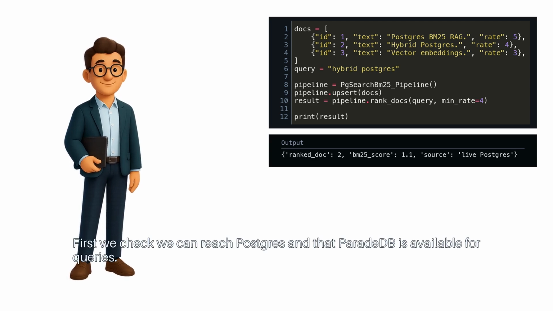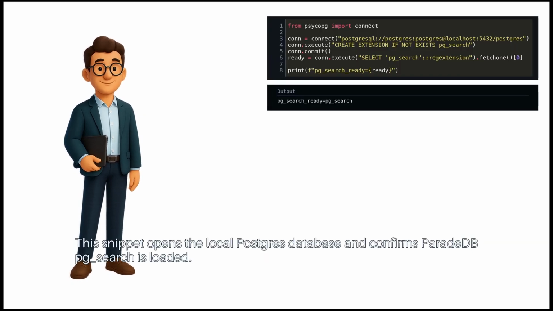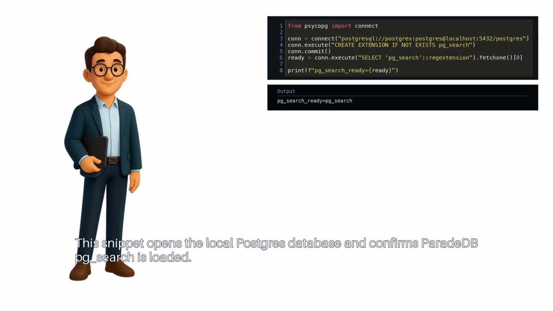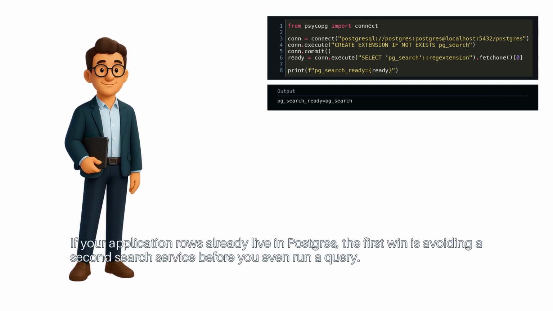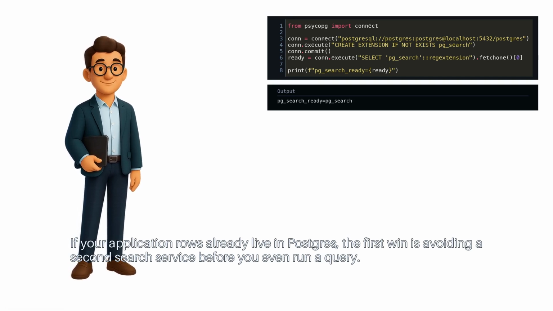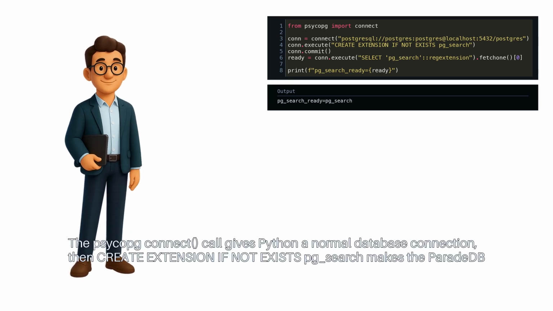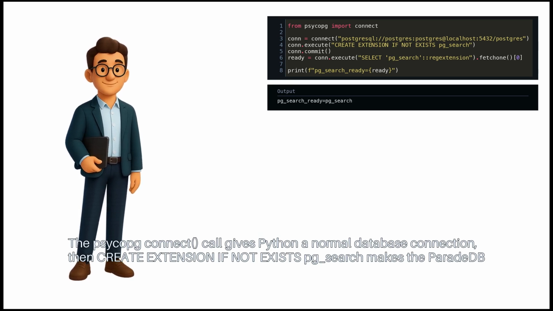First, we check we can reach Postgres and that ParadeDB is available for queries. This snippet opens the local Postgres database and confirms ParadeDB pg_search is loaded. If your application rows already live in Postgres, the first win is avoiding a second search service before you even run a query. The psycopg connect call gives Python a normal database connection.